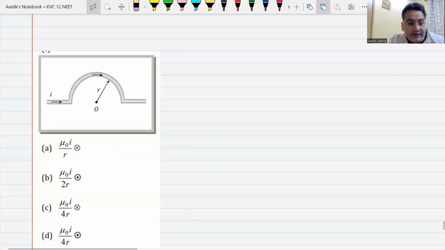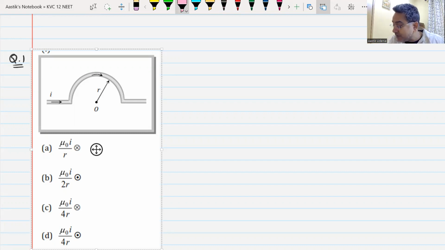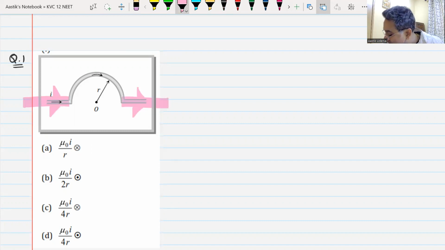This is the question that is coming on your screens. Question number 1. Find the magnetic field at the center O of the arrangement that is shown here. This pink wire is coming from infinity and it is again going to infinity. We understand this, yes or no? And you have to find the magnetic field at the point O. The 4 options are given to you. So I'll give you 2 minutes to give me the answer for this one.